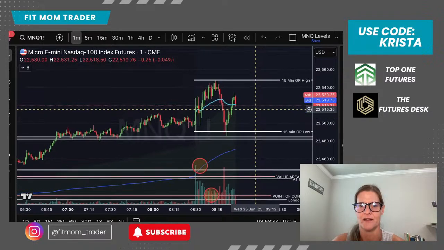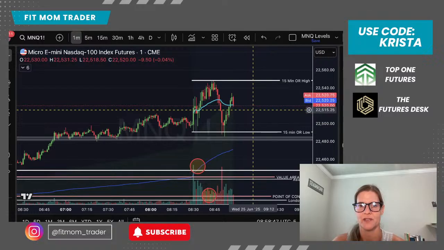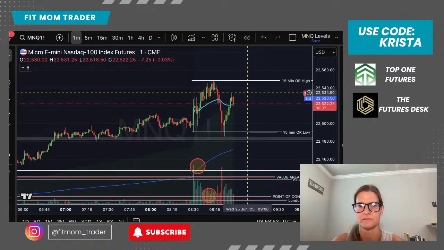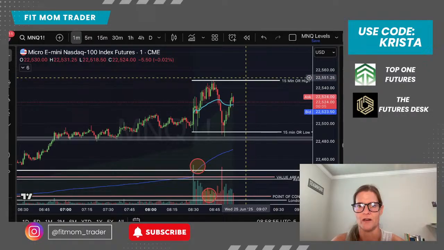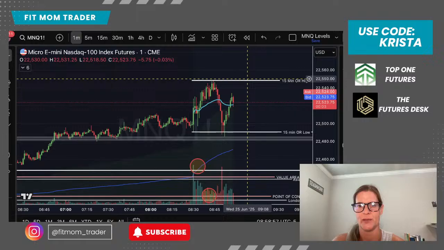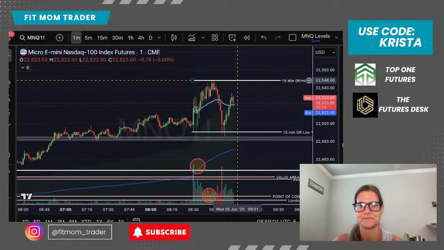All right, starting to come back down a little bit, kind of chopping around in the middle. We're about 30 points away from the highs from today.